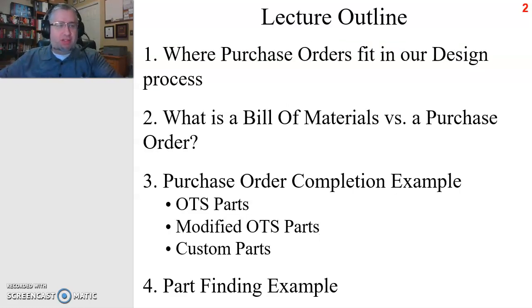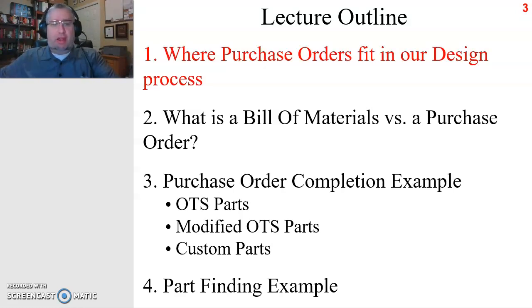So here's the outline for the lecture today. We're going to talk about where purchase orders fit in our design process. We're going to describe the difference between bills of materials, BOMs, and purchase orders, POs. We're going to talk through a purchase order completion example. I'm going to give you a simple product and show you the OTS parts, the modified OTS parts, and the custom parts, and then how those break out and are listed in the purchase order. And finally, I will walk through a part finding example to show you how to collect the information that you need to fill out a purchase order for a part.